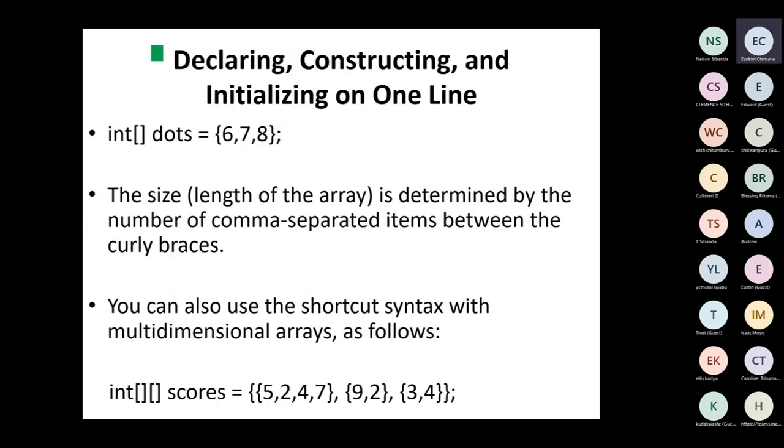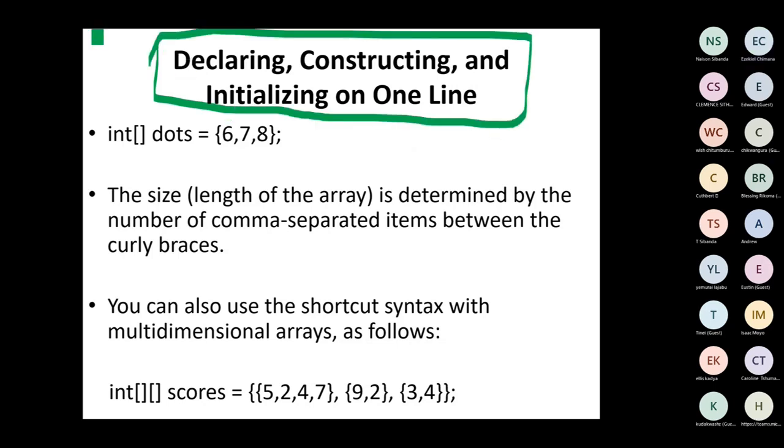There is this shortcut that I used earlier for declaring, constructing, and initializing on just one line. You say int, then your square brackets, then your identifier, and then you put the curly braces for the block, and then you put your elements separated by a comma. The size or length of the array is determined by the number of comma-separated items between the curly braces. You don't need to pass the size; it is determined by the number of elements that you put here. So the size of this one will be 3.